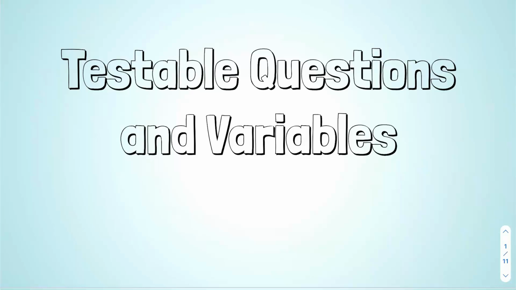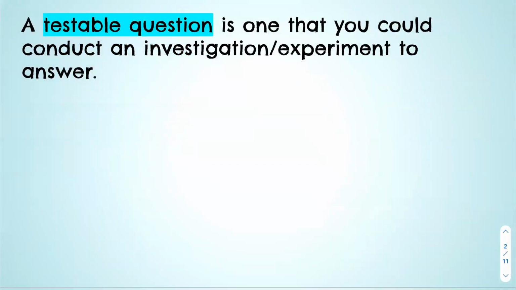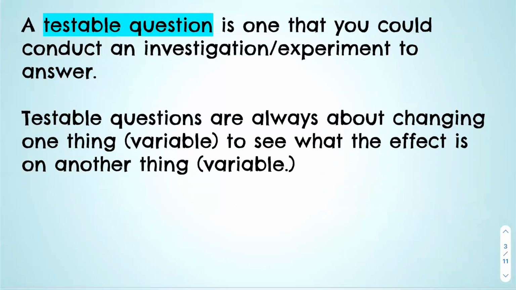All right, we are here to talk about testable questions and variables. So first we're just going to go through and define what a testable question is, and then we can look at some examples. A testable question is one that you could conduct an investigation or an experiment to answer. That means that in your experiment, you would be changing one thing to see what the effect is on another thing. In a minute, we'll talk about what variables are.